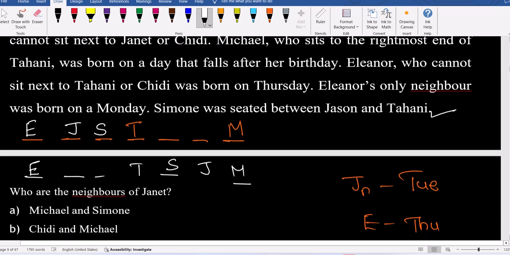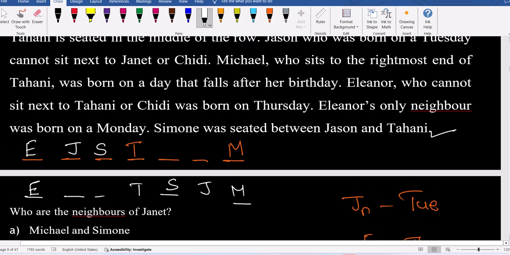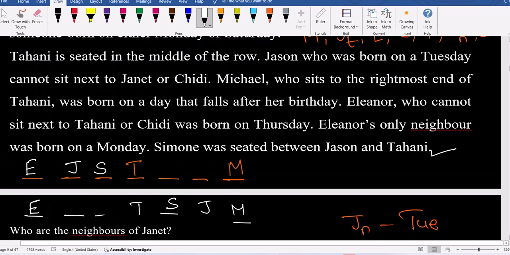Tahani is in the middle. Jason is on Tuesday. Michael, the rightmost end of Tahani, was born on a day that falls after her birthday. Okay, Michael is after Tahani. Fine. So Eleanor cannot sit next to Tahani or Chidi.